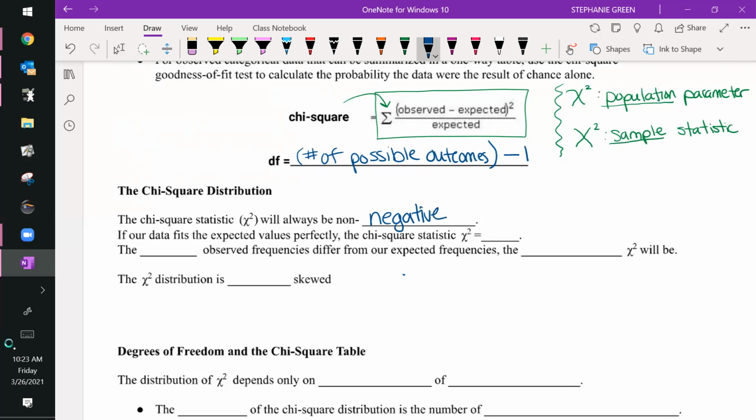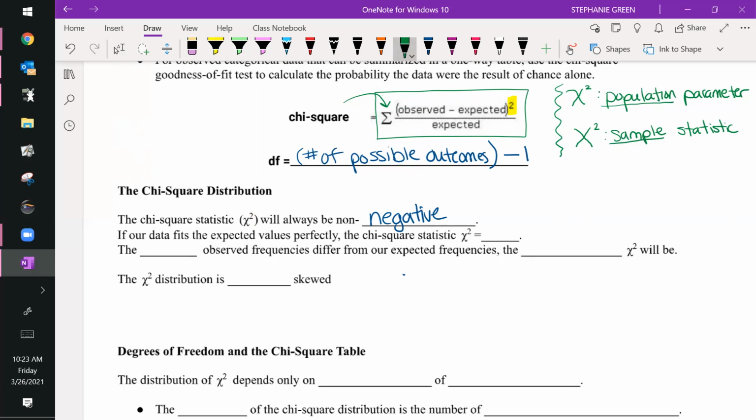The reason for that is because if you look at the formula we use to get chi-squared, we have to square all of our values. And as you know, when you square any number, the result is never negative. A negative number squared is positive. A positive number squared is positive. 0 squared is 0, which is still non-negative. So we will never have any negative numbers in our chi-square distribution.